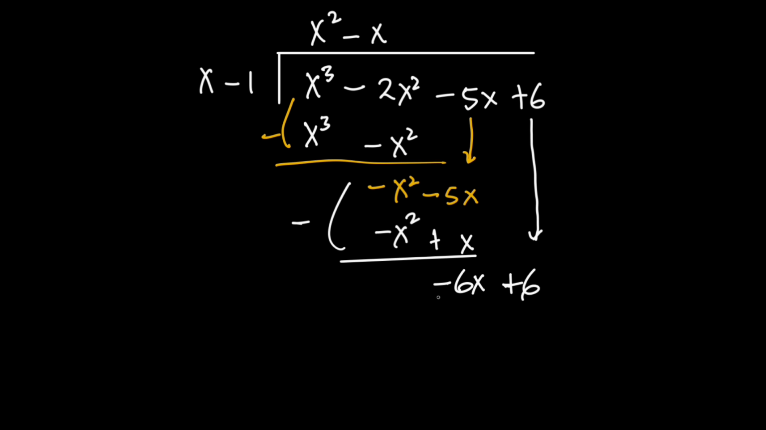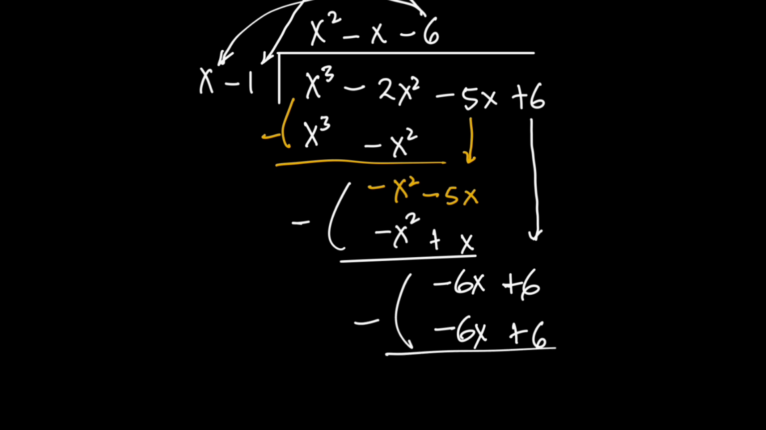Then we go again. What is negative x divided by x? That is going to be negative 6. Then we go ahead and then multiply the negative 6 like we did before. So it's going to be negative 6 times x, which is giving us negative 6x. Then negative 6 times negative 1 is going to be positive 6. Then we go ahead and then subtract. 6 minus 6 is giving us 0. Then negative 6x minus 6x is also giving us 0.